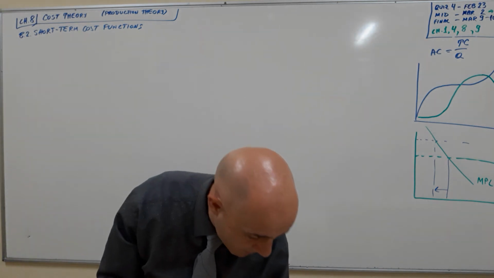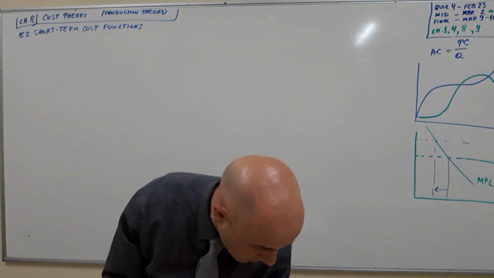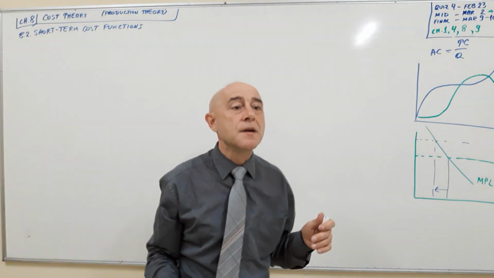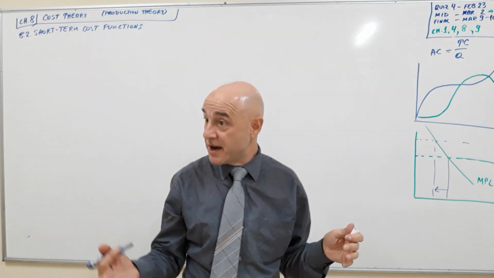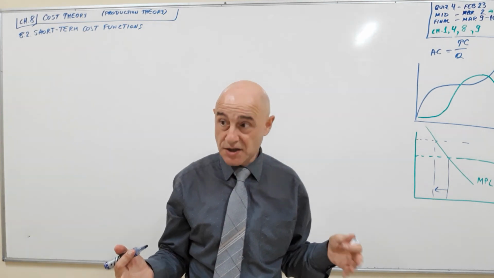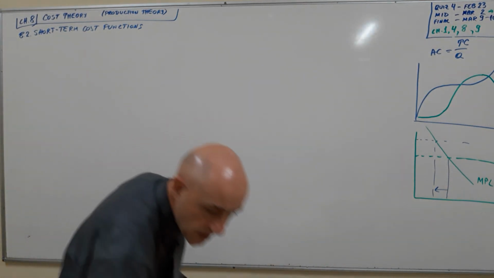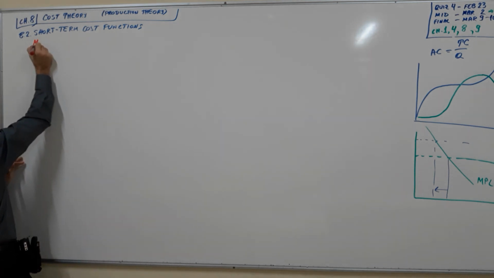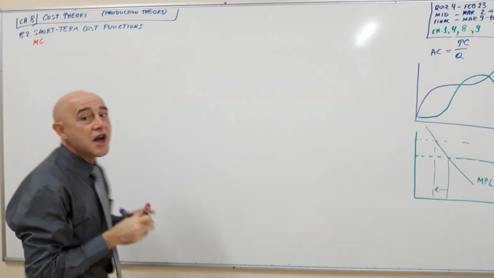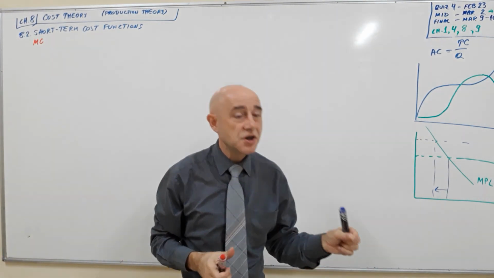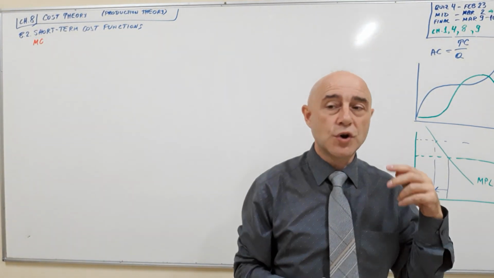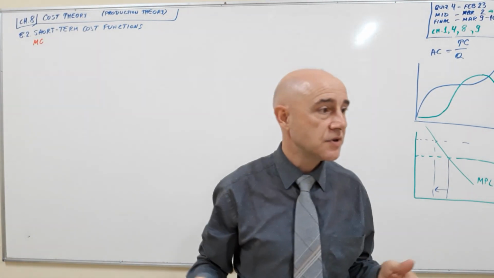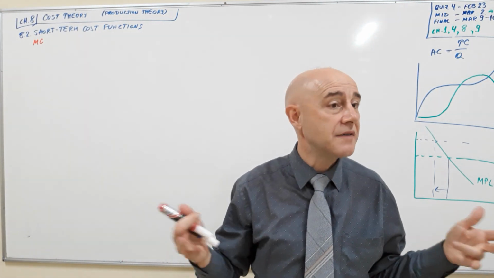I already covered average fixed cost, average variable cost. Again, marginal cost, you already got it on the quiz last time. Let's write it out again. Marginal cost is the additional cost for one extra unit of output. That's it. One extra unit of output.